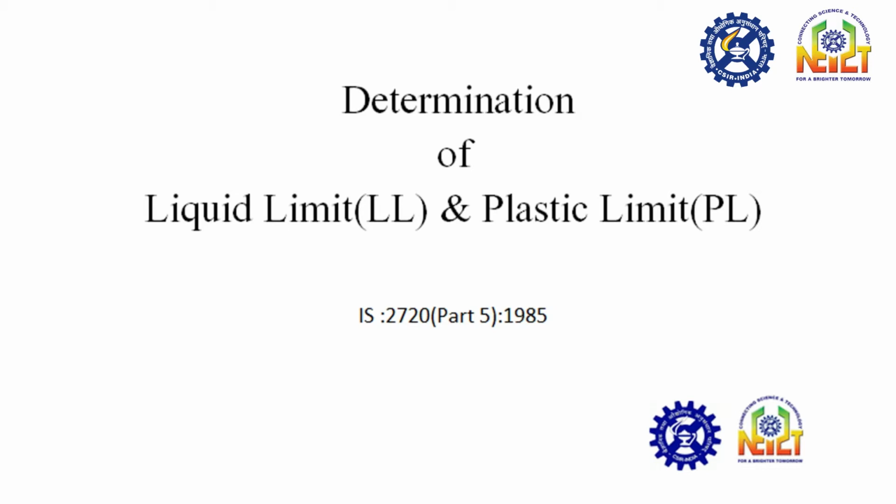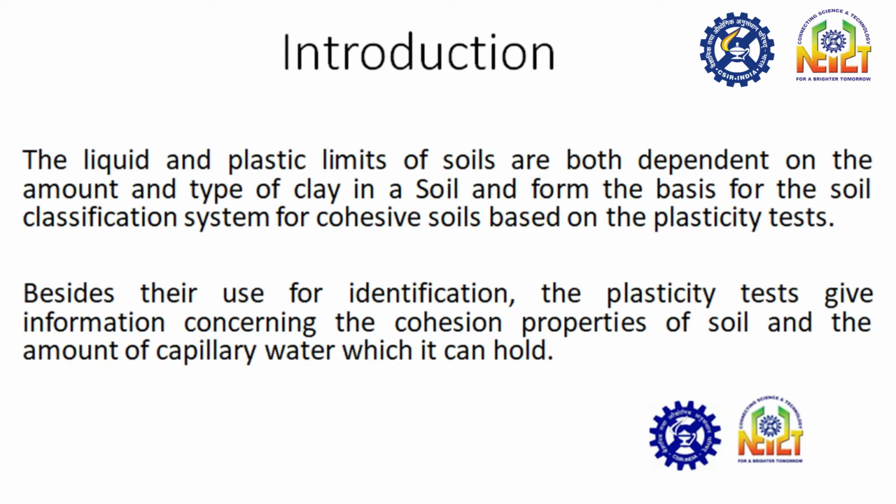A fine-grained soil can exist in four states. These are liquid, plastic, semi-solid and solid. Now liquid limit means the water content at which the soil changes from liquid state to plastic state is called liquid limit. Presently, there are two methods for determination of liquid limit of a soil.